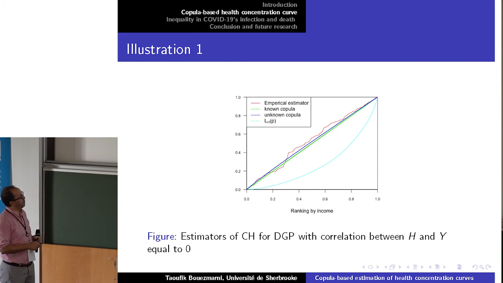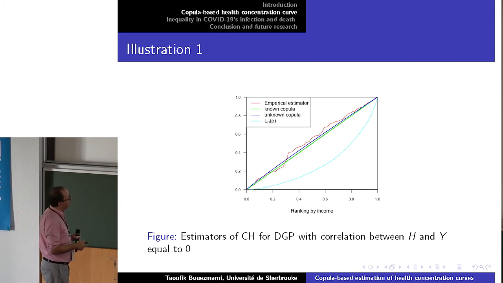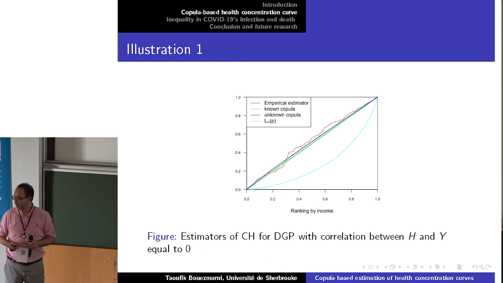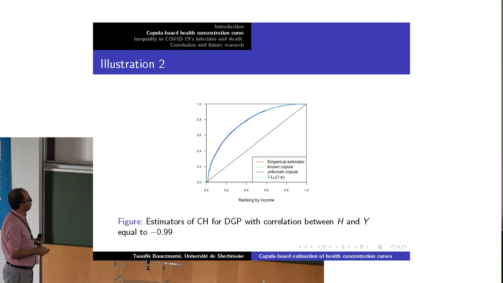Unknown copula here means we use some algorithm to select the copula, and then we estimate it parametrically. So that's for zero dependence, then counter-monotonicity, so that's a negative correlation. But that's again one simulation here.